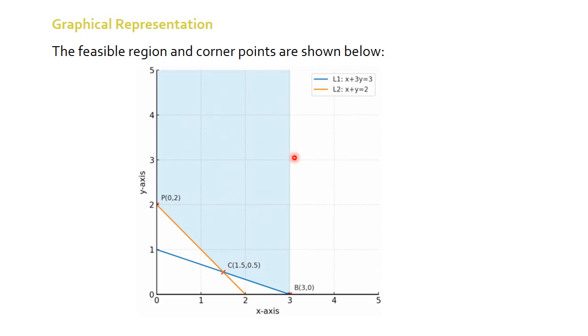Dear students, now you can see the feasible region is drawn in front of you in the shape of a graph. Here, these two lines are showing L1 and L2, and these are the 3 points. Point P, (0, 2), is a corner point for our question, and this is point C, which is another corner point, and this one is the third corner point, that is B (3, 0). So students, here you can see that this region is the feasible region and the corner points are shown here.